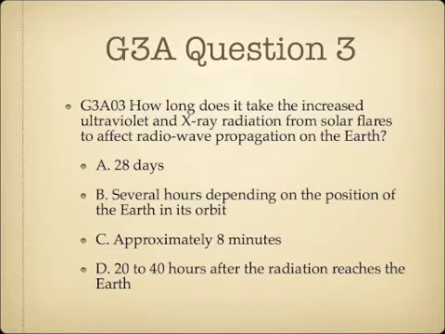Question 3. How long does it take the increased ultraviolet and X-ray radiation from solar flares to affect radio wave propagation on the Earth? A. 28 days. B. Several hours depending on the position of the Earth in its orbit. C. Approximately 8 minutes. Or D. 20 to 40 hours after radiation reaches the Earth.